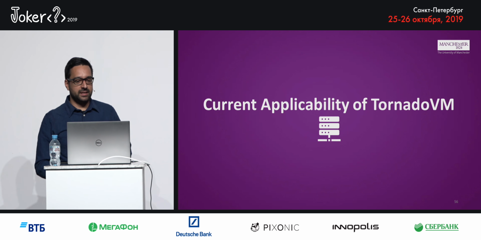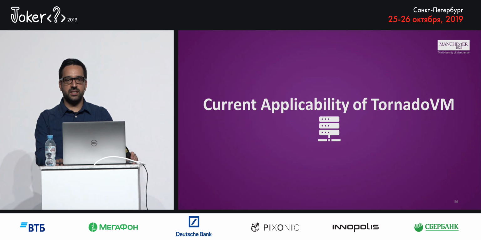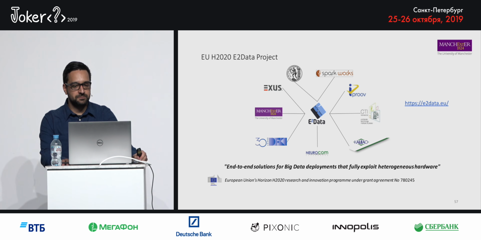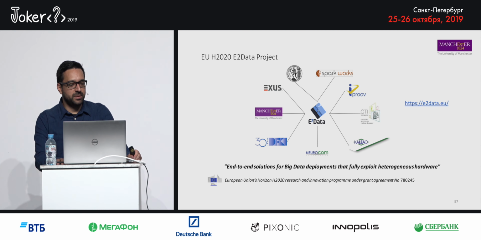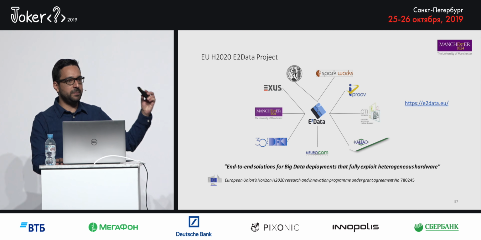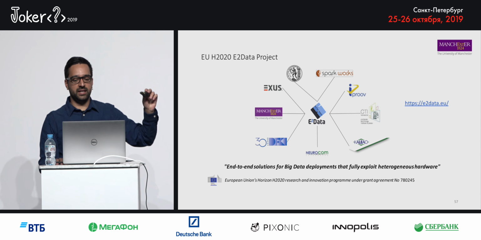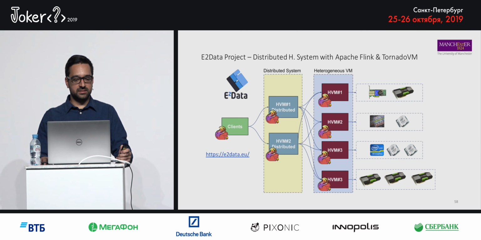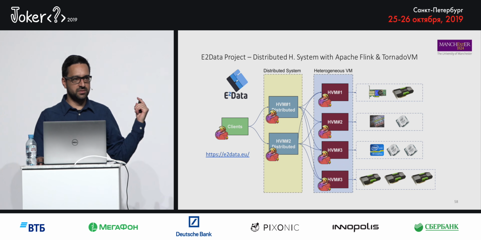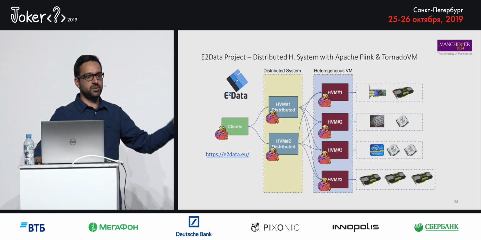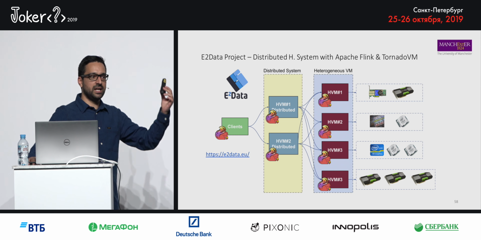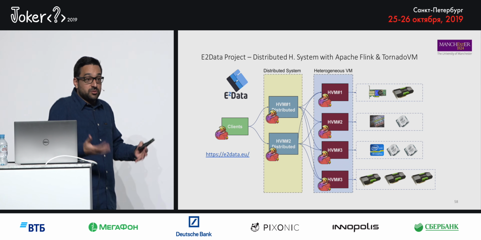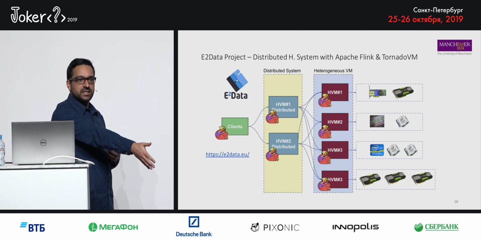Okay, so just to finalize, how is TornadoVM currently being used? We are now running a European project called E-DATA. The goal of the project is to provide end-to-end solutions for running big data deployments on distributed and heterogeneous hardware. And it looks as follows. We use Apache Flink. And on the edge, on the compute node, we want to plug in Tornado. By using that, we want to run typical MapReduce computation and automatically use the GPU or the FPGA we have on the edge.